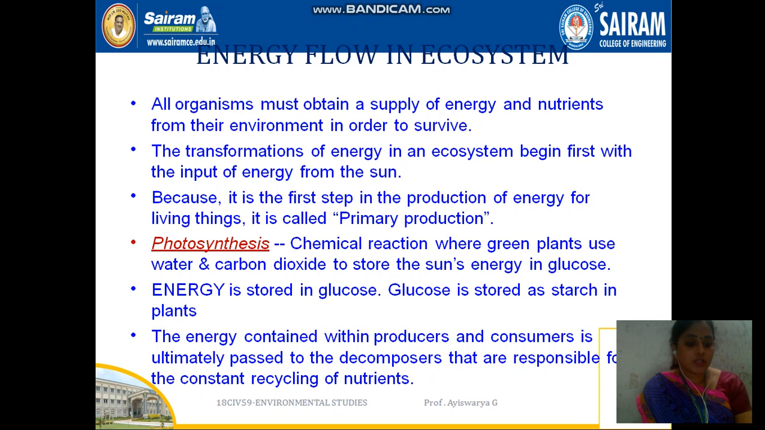See, actually the beginning of everything is the input given by the sun. So that is called the primary production. And by using the photosynthesis chemical reaction, green plants use water and carbon dioxide and produce glucose, and the energy is stored in glucose. Glucose is stored as starch in plants. The energy contained within producers and consumers is ultimately passed to decomposers. This is the cycle, right?